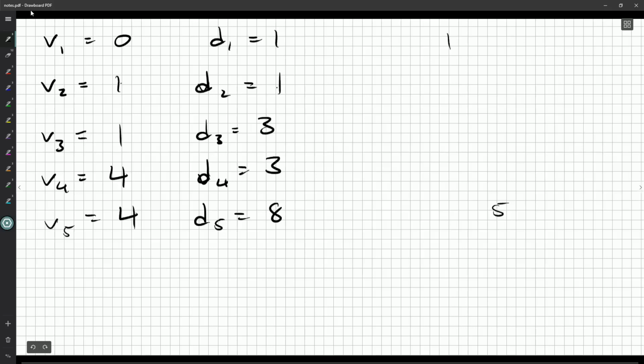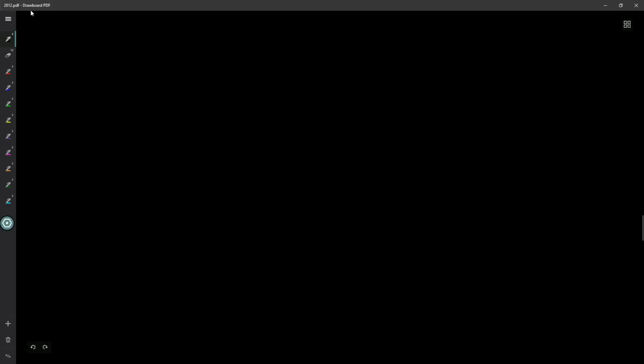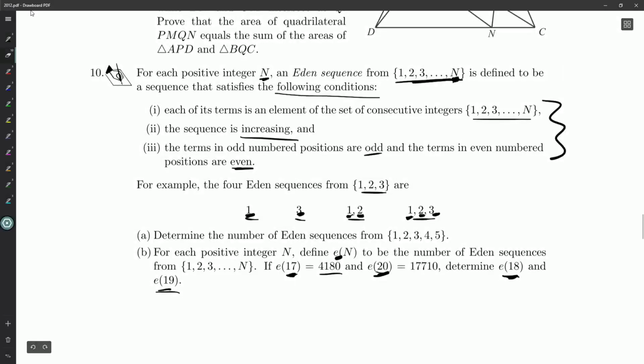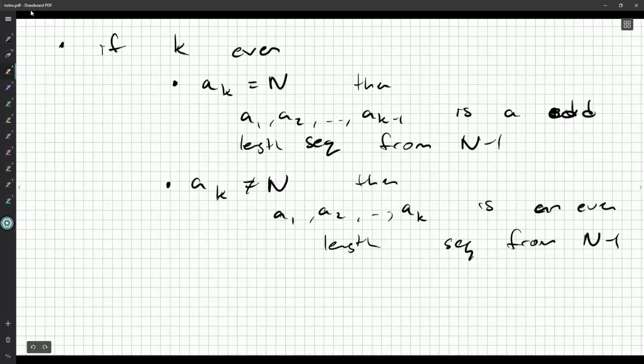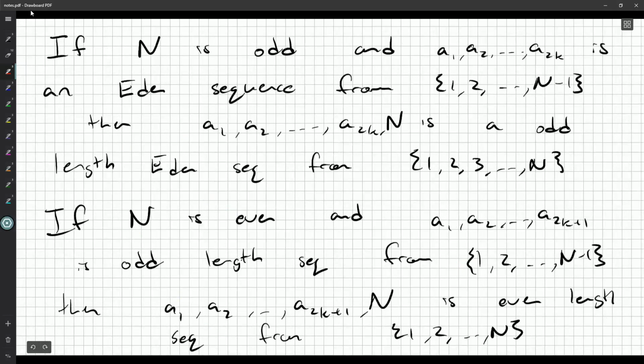So, this is looking good. Now, if I go to their sequences, they have 1 of even length and 3 of odd length, exactly as I predict. And now we should get 4 of even length back here with 5.